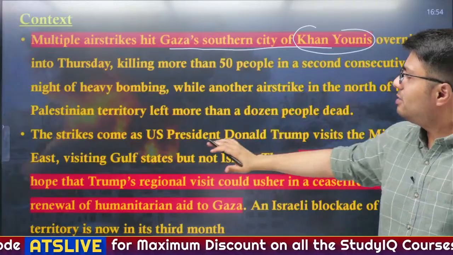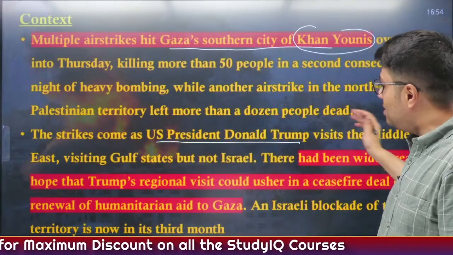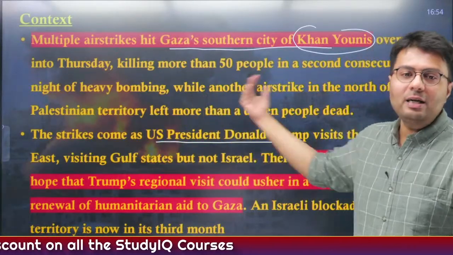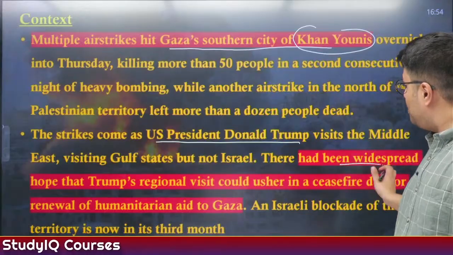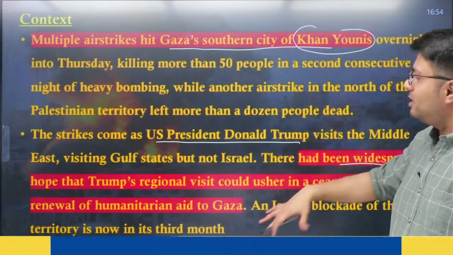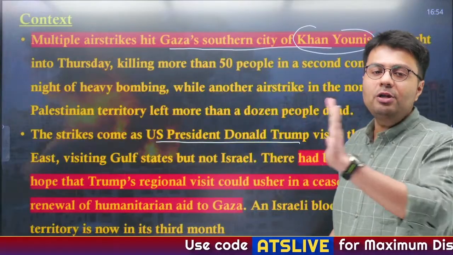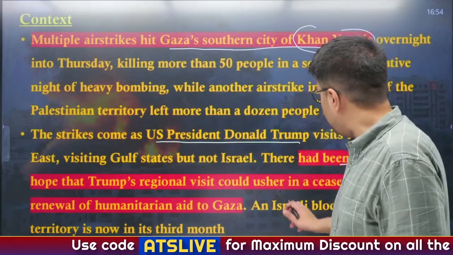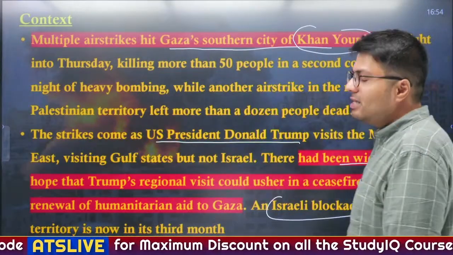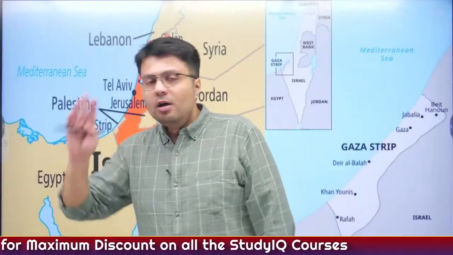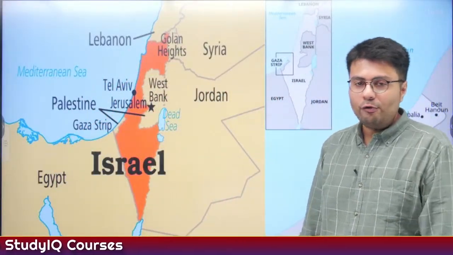Essentially this strike comes because the US president is in the Middle East visiting Gulf states, but he's not visiting Israel. And there has been a widespread hope that once Trump visits this region, it could lead to a ceasefire deal or even provision of humanitarian aid to Gaza. But Israeli blockade of the territory is now in its third month. So that is why the eyes of the world are on Gaza, like many Indians who care more for Gaza but not so much for Kashmir.